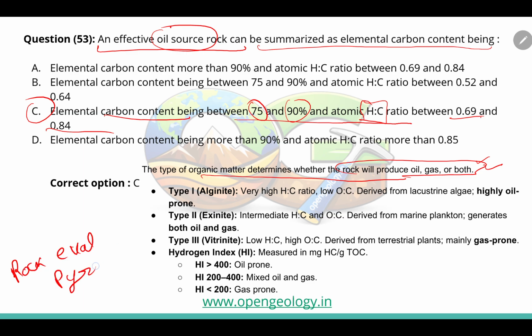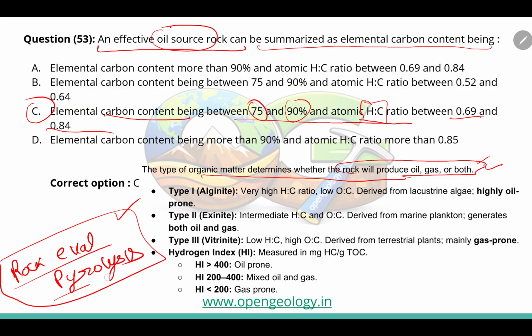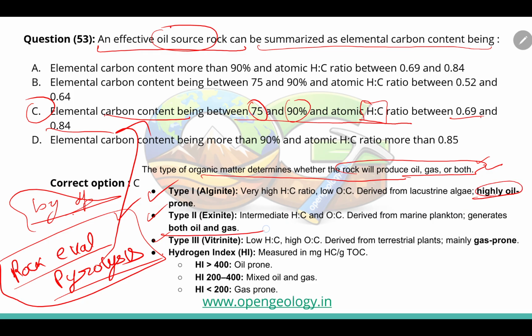Rock-Eval pyrolysis. A detailed article is already on our website, so you can simply search Rock-Eval pyrolysis by OpenGeology and you will get a detailed article on how these things are measured. Now there are different types of kerogen, type 1, 2 and 3. Type 1 is highly oil prone, type 2 is both oil and gas prone, and type 3 is gas prone, with different hydrogen indexes based on that.